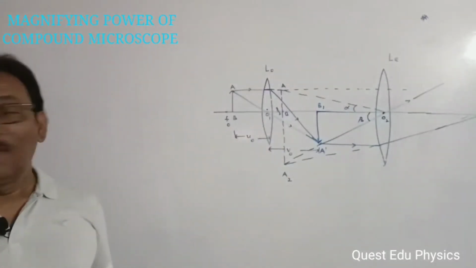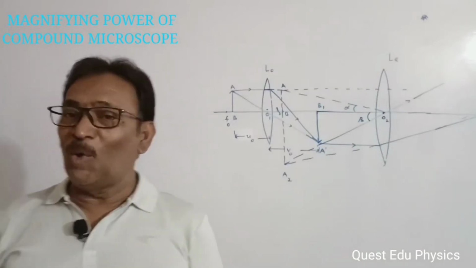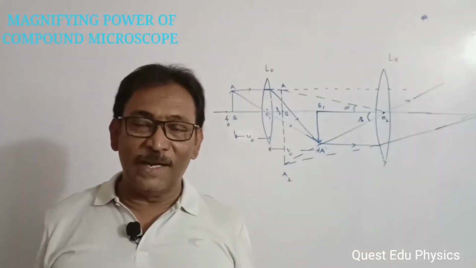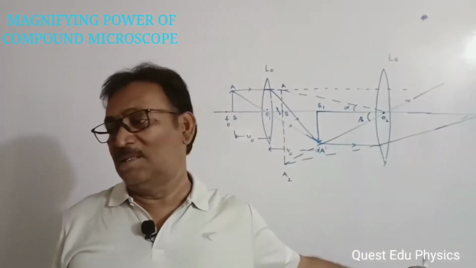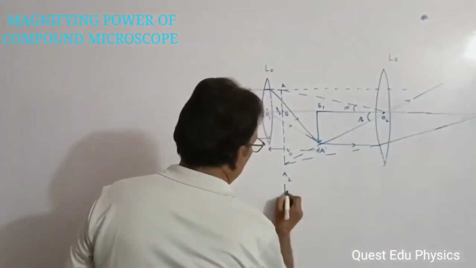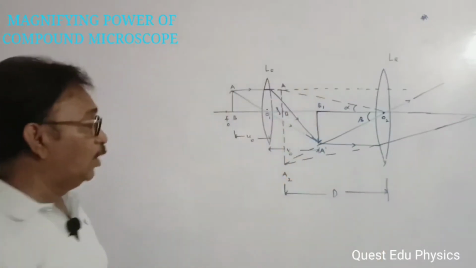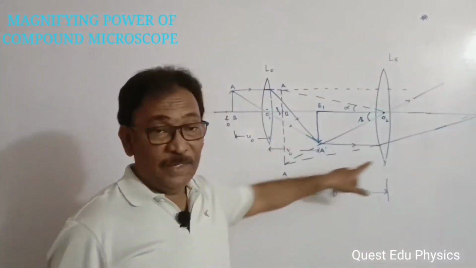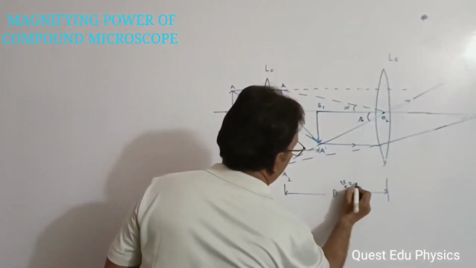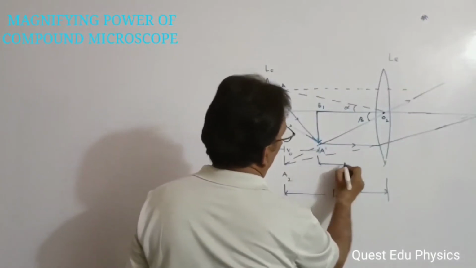Okay, students. As you have learned, the magnifying power of a compound microscope is the ratio of the angles subtended by the image and the object at the lens, where the image is found at the least distance of distinct vision. It means what? This distance is the least distance of distinct vision. That means it is the image distance formed by the eyelens. Or simply you can write here VE is equal to D. Okay, and this one is what?